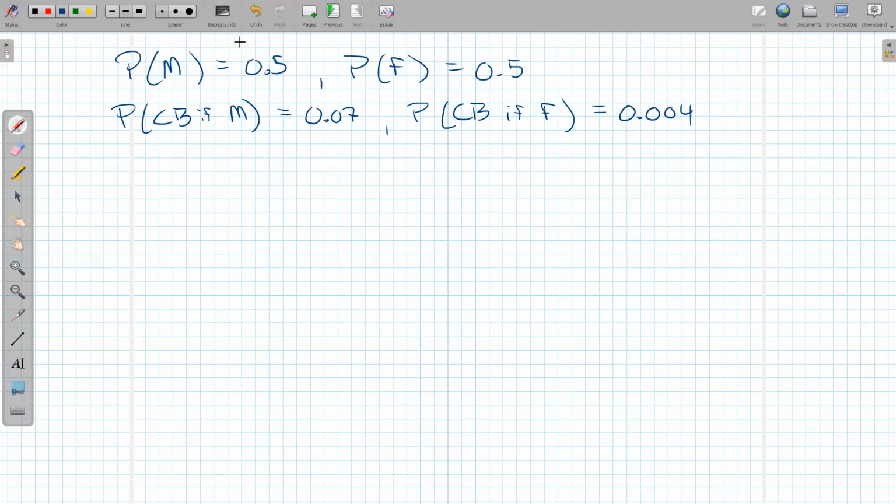So again, this is 50%, 50%, 0.4%, and 7%. And so I'm just going to set up a two-way table where I'll have males versus females, and then colorblind versus not colorblind. Maybe we'll call that color.